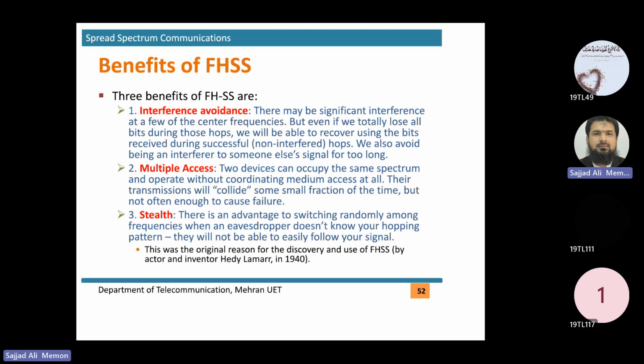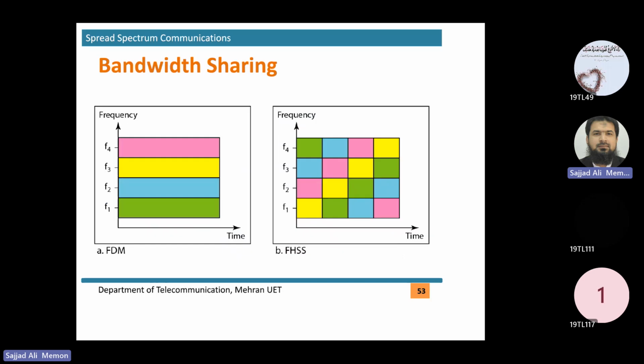Two devices can occupy the same spectrum and operate without coordinating medium access at all. Their transmissions will collide some small fraction of the time, but not often enough to cause failure, like we have in Wi-Fi. There is an advantage to switching randomly among frequencies. When an eavesdropper does not know your hopping pattern, they will not be able to easily follow your signal. So this was the original reason for the discovery and use of FHSS by actress and inventor Hedy Lamarr in 1950.